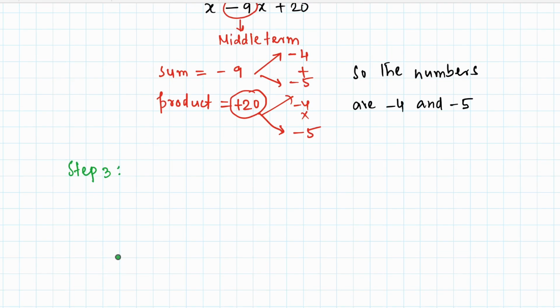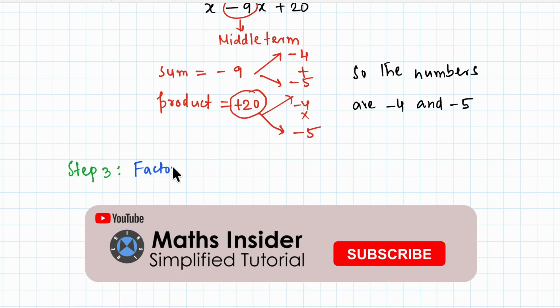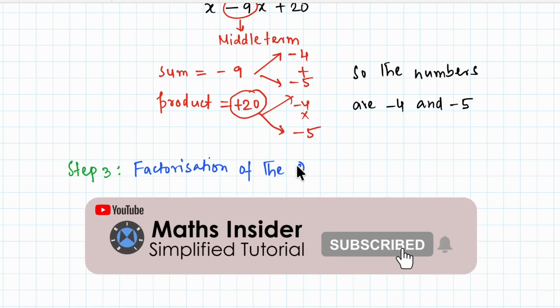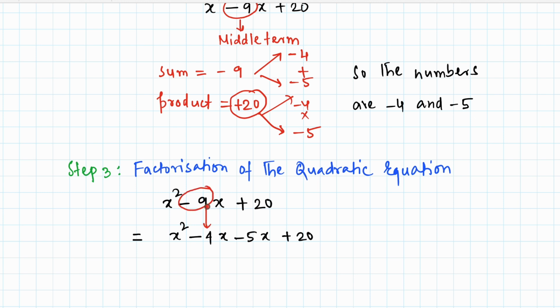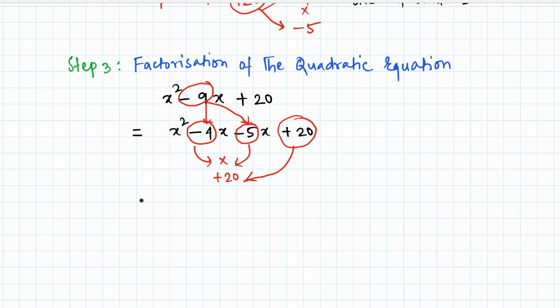Now step 3, we have to factorize the given quadratic equation. So how will you factorize? Write the equation once more: x square minus 9x plus 20, x square minus 4x minus 5x plus 20. So we are splitting minus 9 as minus 4 minus 5, and if we multiply minus 4 into minus 5, it will give me plus 20, and if we multiply plus 20 with 1, that will also give me plus 20.